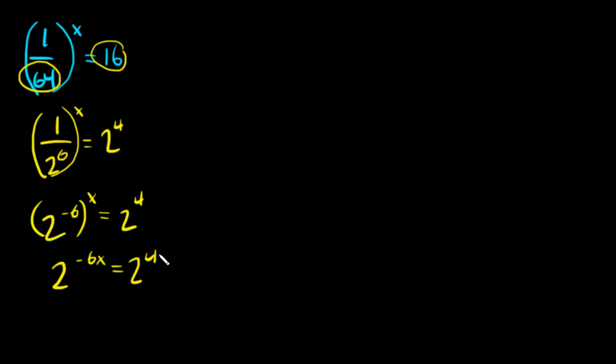And now we're where we want to be. We can now set the two exponents equal to each other. So negative 6x equals 4, ignoring the bases. And then we would divide by negative 6, divide by negative 6, and we would have x is equal to a negative, I'm going to reduce this to 2/3.